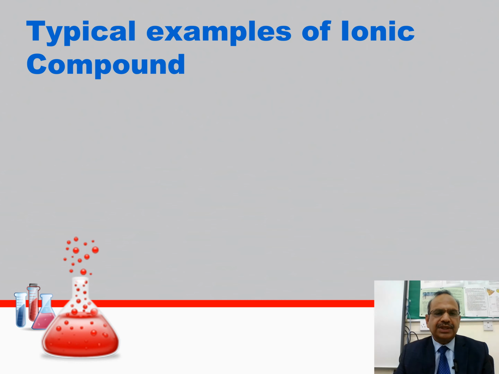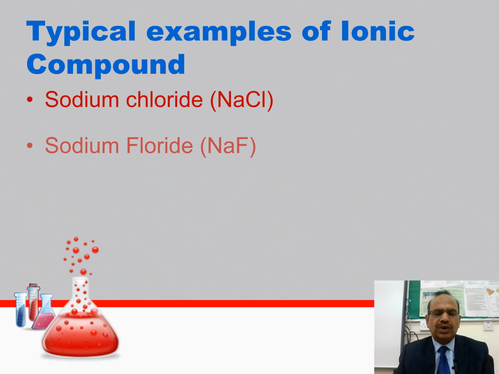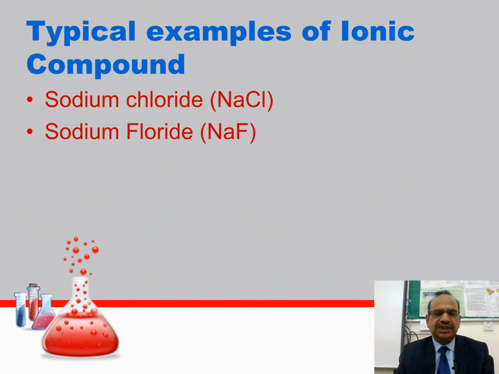Some more examples I can give you. Sodium chloride, I already told you, is a famous one, the table salt that we eat. It may also be called rock salt. And sodium fluoride is another example of an ionic compound. Whenever a metal combines with a non-metal, there will be an ionic bond and these compounds will be called ionic compounds.